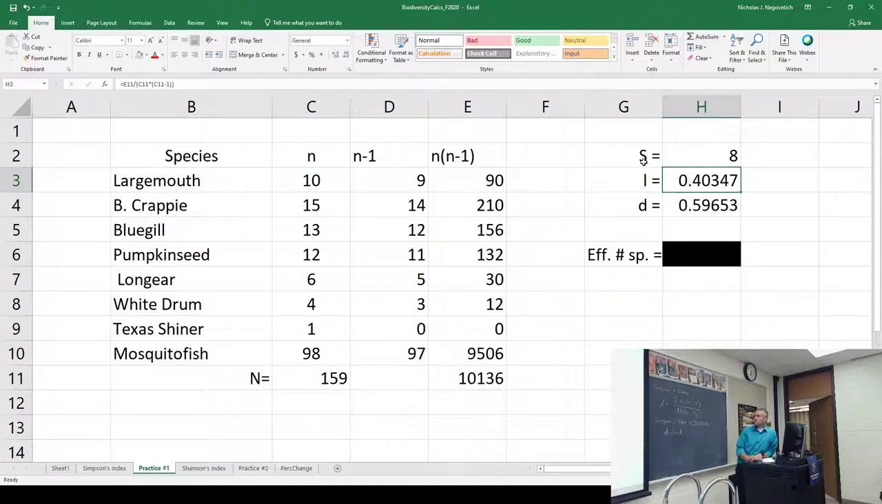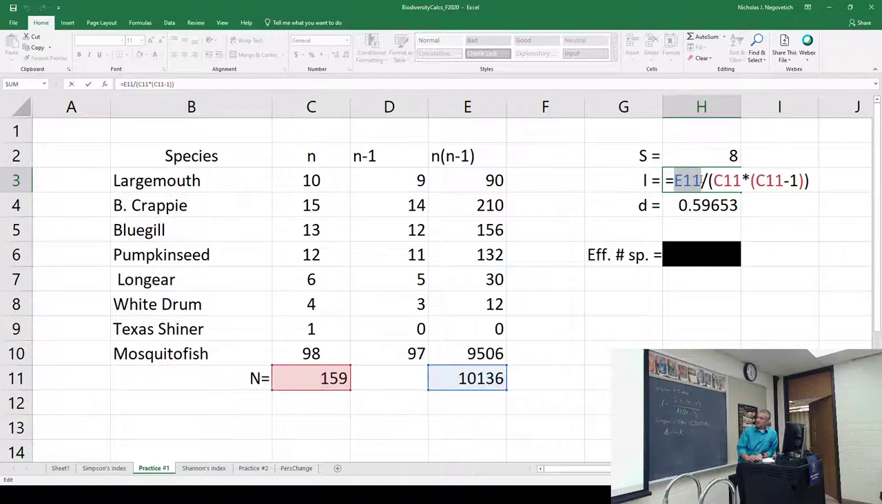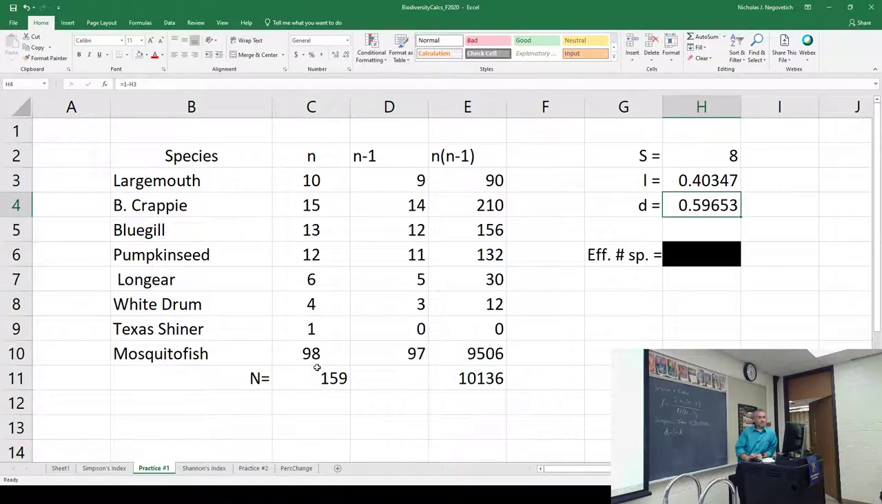So then I click up here. There we go. So you can see it was this value divided by parentheses, this value times this value minus one, and I close parentheses. And that gives us Simpson's index. Simpson's index of diversity is one minus this. All right? Usually we go to three decimal places. I've left this out up here unrounded so you can see what the values are.